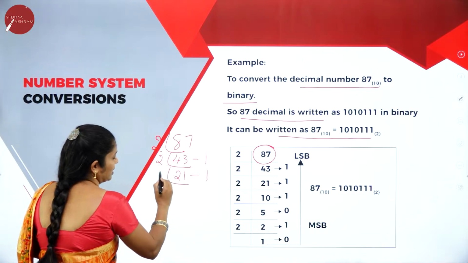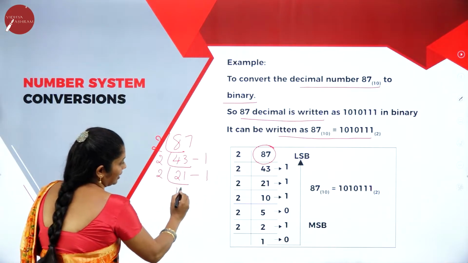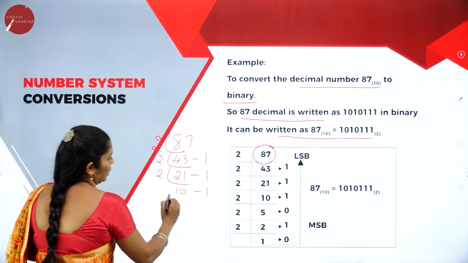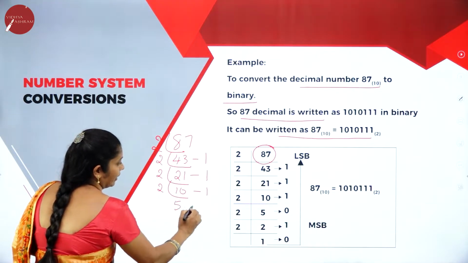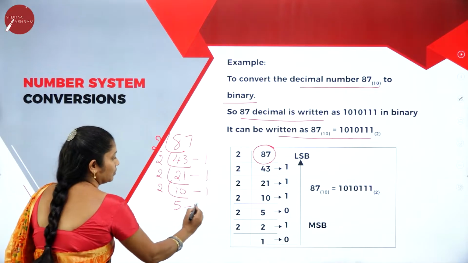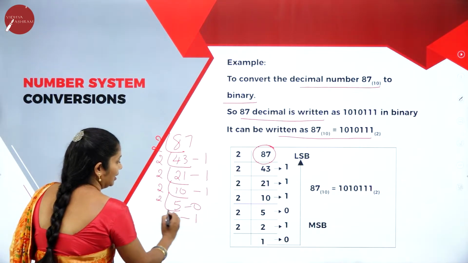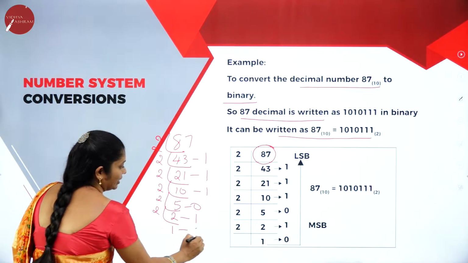Then in the same way, once again, here 2 10s are 20, remainder 1. See the steps? Then once again, 2 5s are 10, remainder 0. 2 2s are 4, then remainder 1. Next, 2 1s are 2, remainder 0.